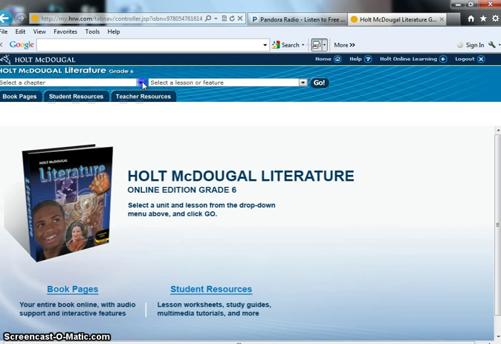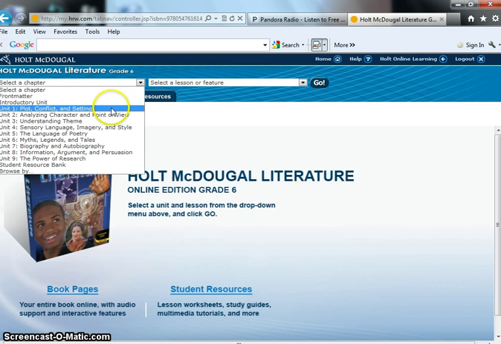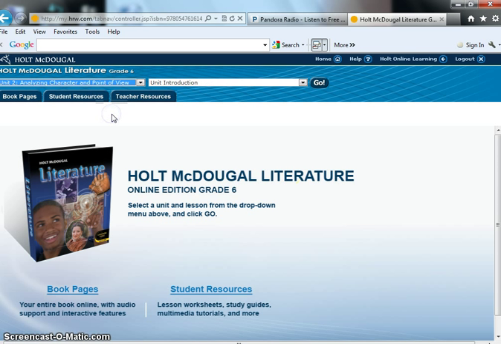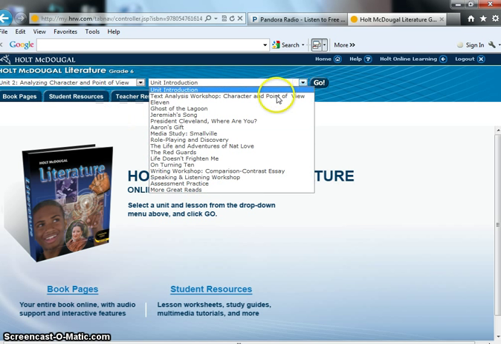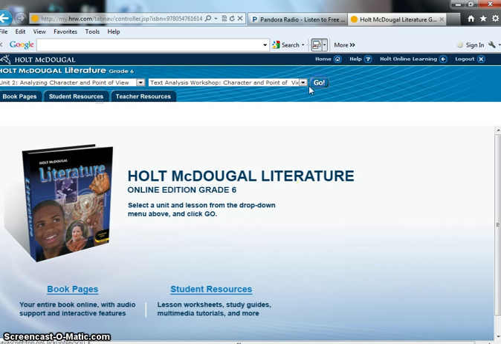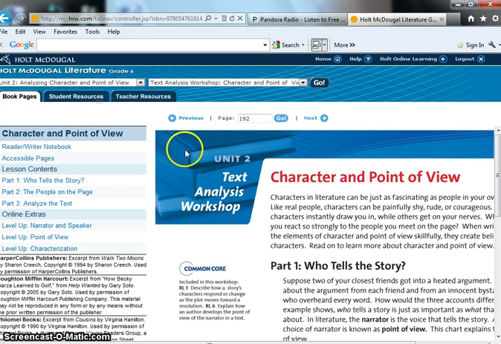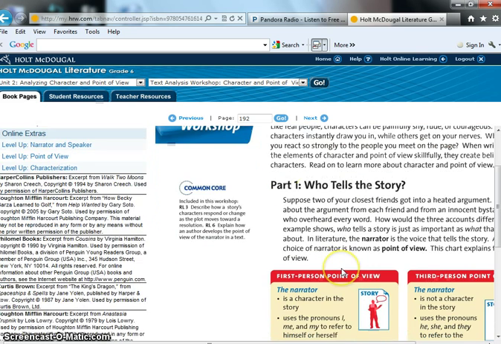I'm going to go to select a chapter. We're going to be on Unit 2, so I'm going to go to Unit 2, Analyzing Character and Point of View. And I'm going to go over here to Text Analysis Workshop. And then I'm going to click Go. Now you're going to see all of these different things that come up. Character and Point of View, Part 1, Who Tells the Story.